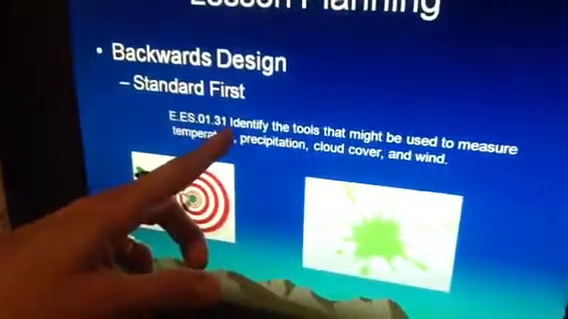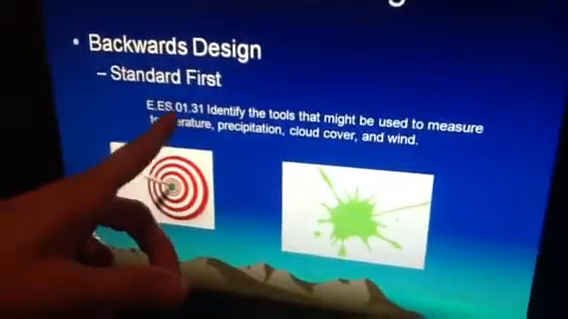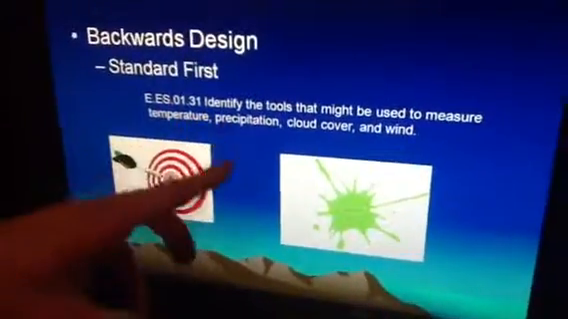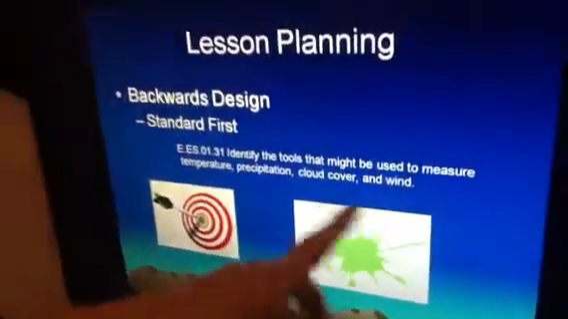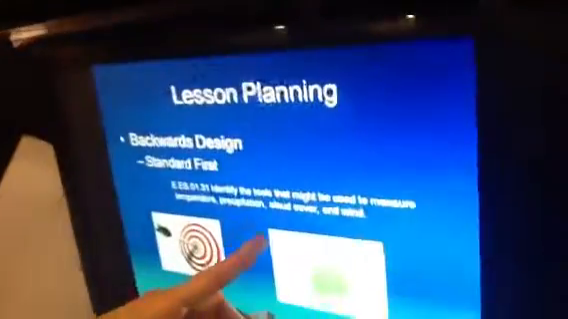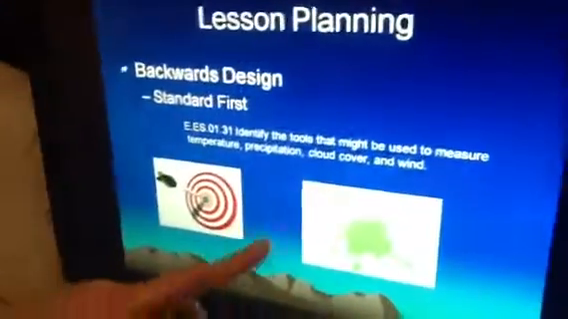Focus on the screen. Right here I have a standard. This is a first grade science standard, and it comes from a unit on sky and weather. It says, identify the tools that might be used to measure temperature, precipitation, cloud cover, and wind. So my partners and I were sitting down to plan about sky and weather recently, and one of my teaching partners had this great idea.